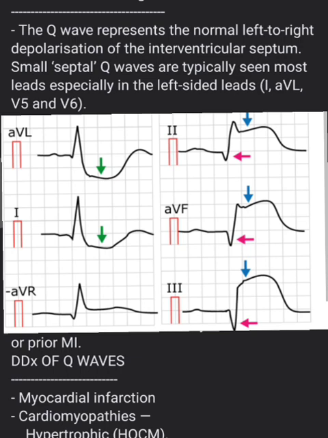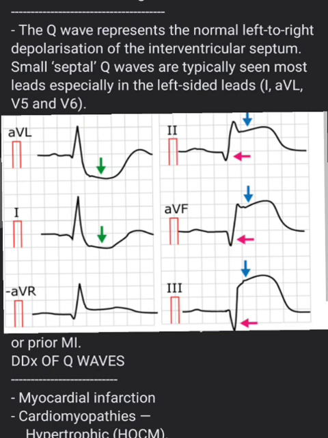Pathological Q waves are 40 milliseconds or more in width, or 1 mm, more than 2 mm deep, and more than 25% of the depth of the QRS complex seen in leads V1 to V3. They usually indicate current or prior MI.